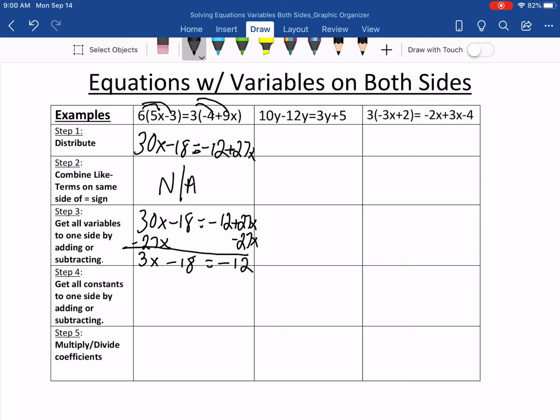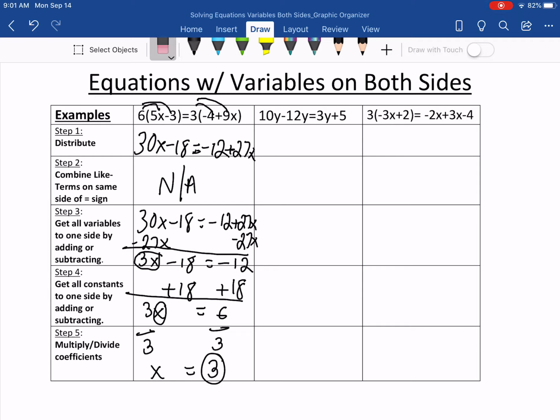All right, step 4, get all constants to one side by adding or subtracting. So my variable now is on the left side. I want to get this alone, which means I want to move that 18. So I'm going to add 18 to each side. So 3x equals negative 12 plus 18 is 6. And step 5, multiply or divide coefficients. That means you want x alone. We need to get rid of that 3, so we're going to divide each side by 3, and x is 2.